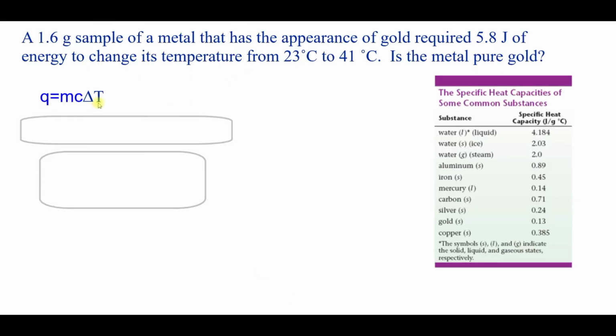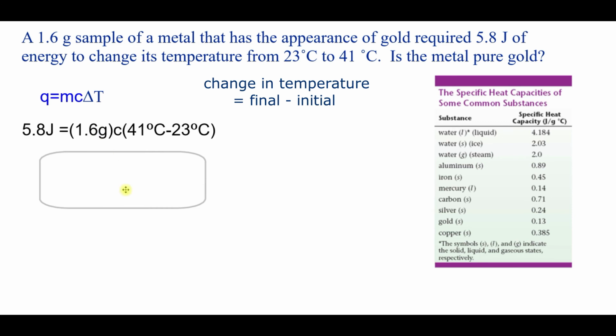This is often called Q equals MCAT because the delta looks like an A. We have a 16-gram sample, so we have mass. We have 5.8 joules, so we have our heat energy, our energy that has been transferred. We have our temperature, so we can plug in for our change in temperature, and we want to solve for its specific heat. And we want to know what type of metal this is. So the first thing we do is substitute in, and then using our algebra skills, we solve for C.